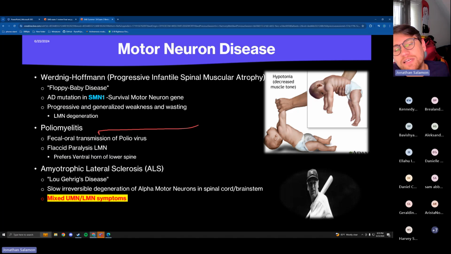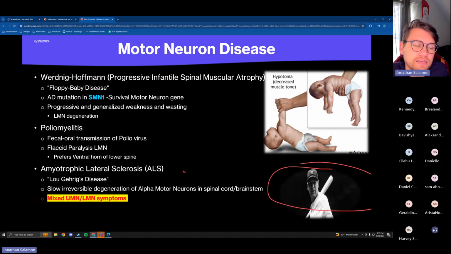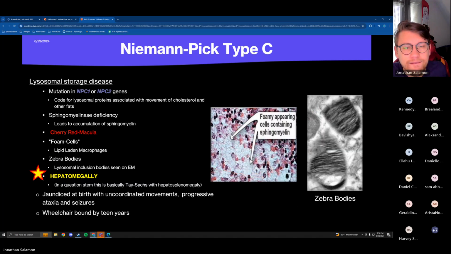Polio, a lot of times they'll ask about the vaccines. I think I've said this before. It's usually the limbs that are paralyzed. It's flaccid paralysis. Know that it's flaccid paralysis. Know the stuff about the vaccines. Know that it's fecal-oral, and know that it likes to live in the ventral horn. ALS, you will get mixed upper and lower motor neuron signs. That is almost always how you know that it's ALS.